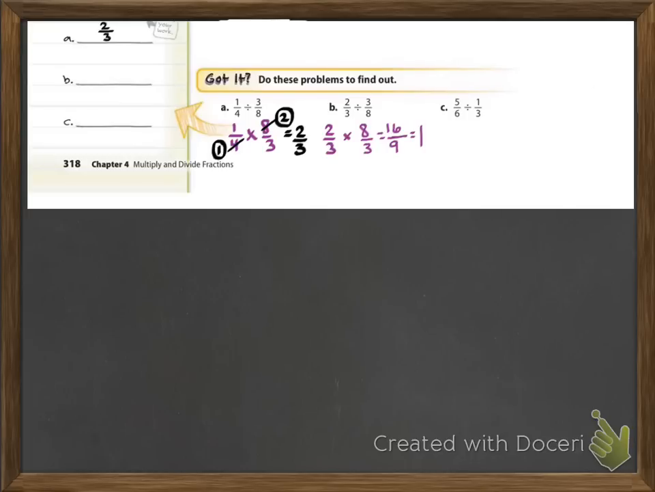Well, 9 times 1 is 9, and then 10, 11, 12, 13, 14, 15, 16. So we have 7 left over. So it should be 1 and 7/9. And you want to be sure to write that over there on the line for B.